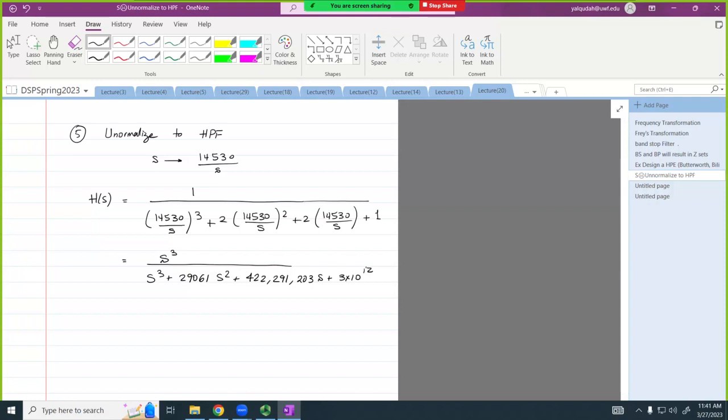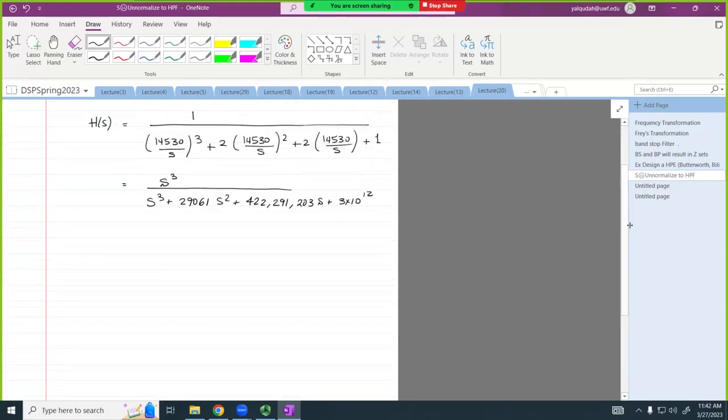Now it is true, when you're doing this calculation, you're going to get some huge numbers here. But eventually, they're going to cancel out and go back to being the normal numbers. So don't be alarmed if you see a very large number while you're doing the calculations. Okay, so we have H of S. This is of a high-pass filter that has a cutoff frequency of 1453.